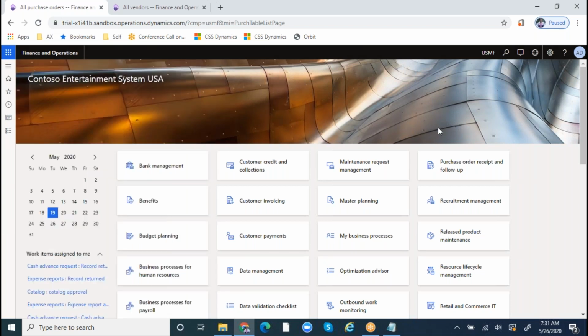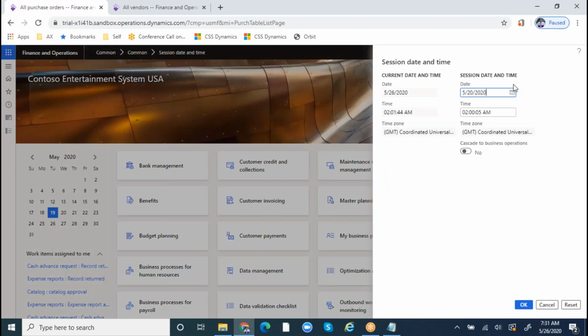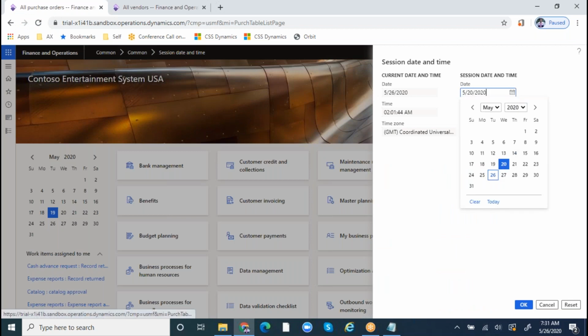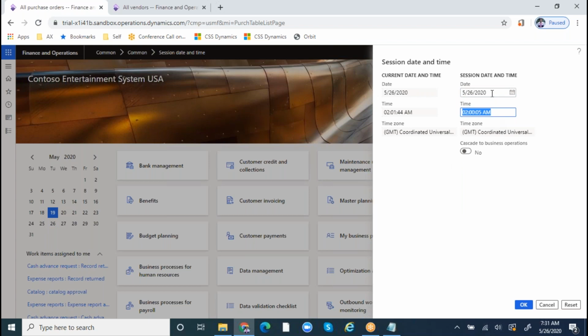Once that is completed, you can close this form, or you can change the session date. You can remove it here and enter D or T. You can enter the shortcuts D or T. If you enter T, it is today. If you enter D, it will capture the session date.